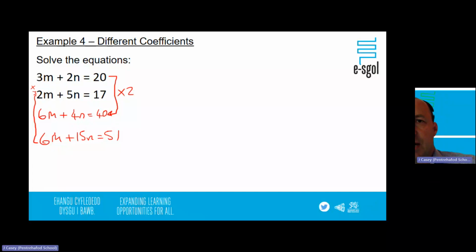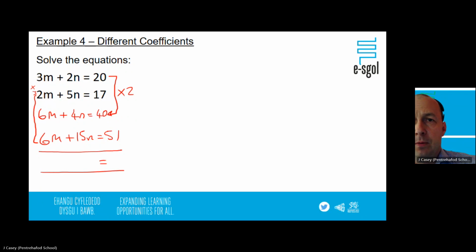Okay, so a little bit of effort at the start, but what I've now got is 6m and 6m, the same coefficients. So I can do a takeaway because they're both positive terms. They're both a positive 6m. So now I'm going to take those away.